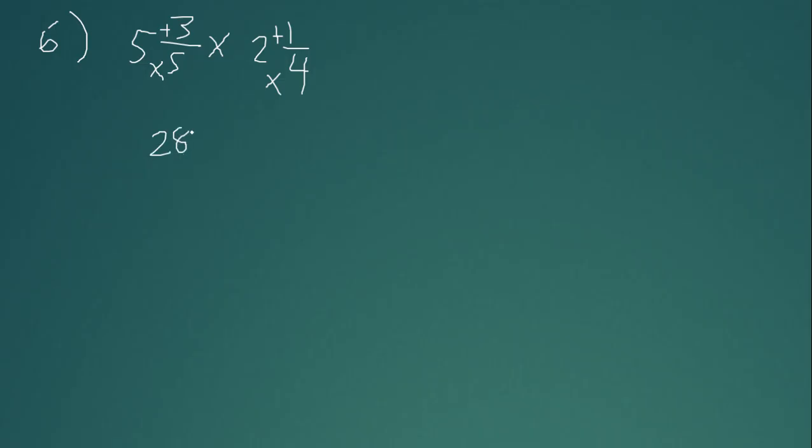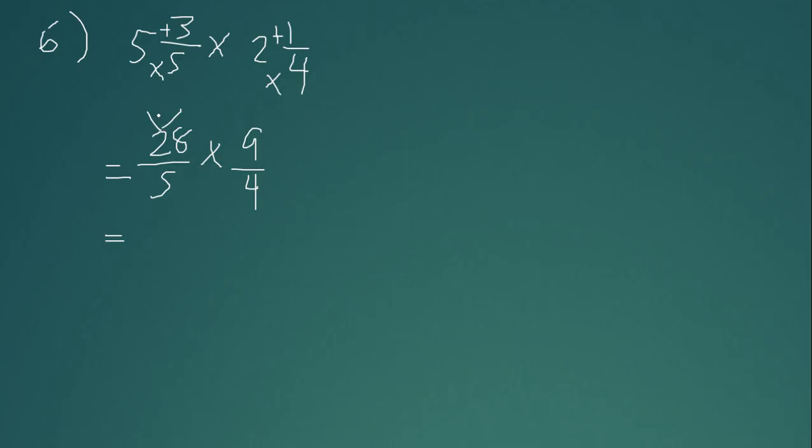Next, number 6. How about 5 3/5 times 2 1/4? Improper gawin natin. Mixed no, gawin natin improper. So 2 times 4 plus 1. 5 times 5, 25 plus 2 is 28. 28 over 5 times 4 times 2, 8 plus 1 is 9. 9 over 4.